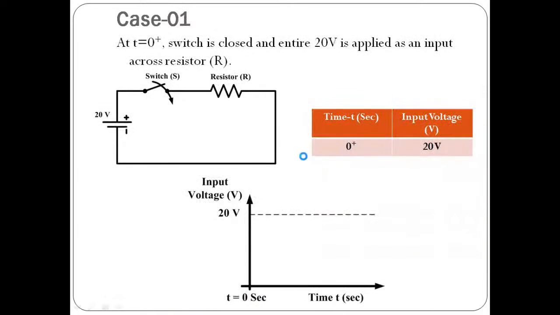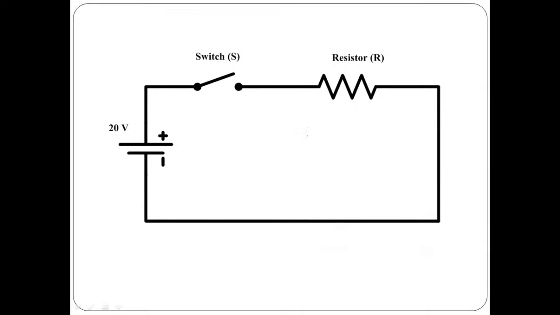For example, if you have a physical system like this, in which you have a resistor and a source, and your objective is to supply this 20 volt voltage to this particular system, what are the different possible ways through which you can provide this input to this resistor? Number one, you can close the switch at t equals 0 plus.